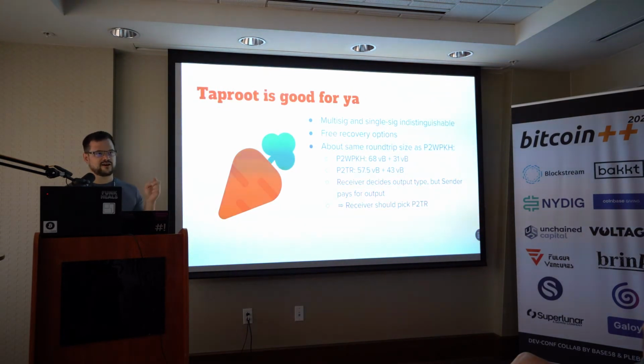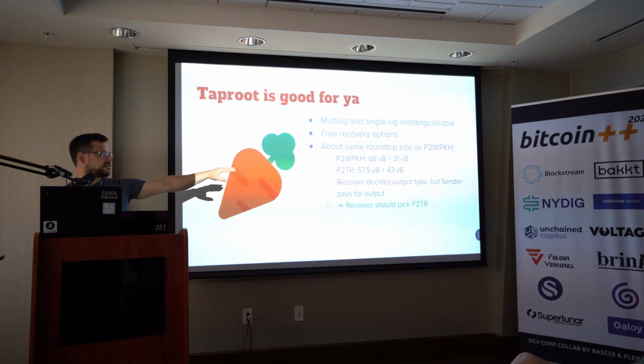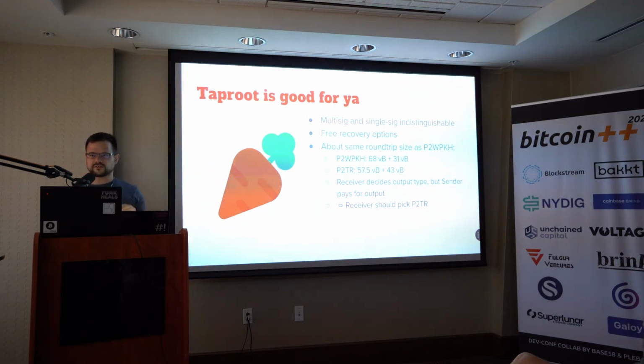And then I often hear, well, Pay-to-Witness-Public-Key-Hash, native SegWit single-sig, version 0, is slightly smaller in the round trip than Pay-to-Taproot. So as you can see, 68 plus 31 is 99 vbytes, whereas Pay-to-Taproot is 100.5 vbytes. And why would you still want to do Pay-to-Taproot?